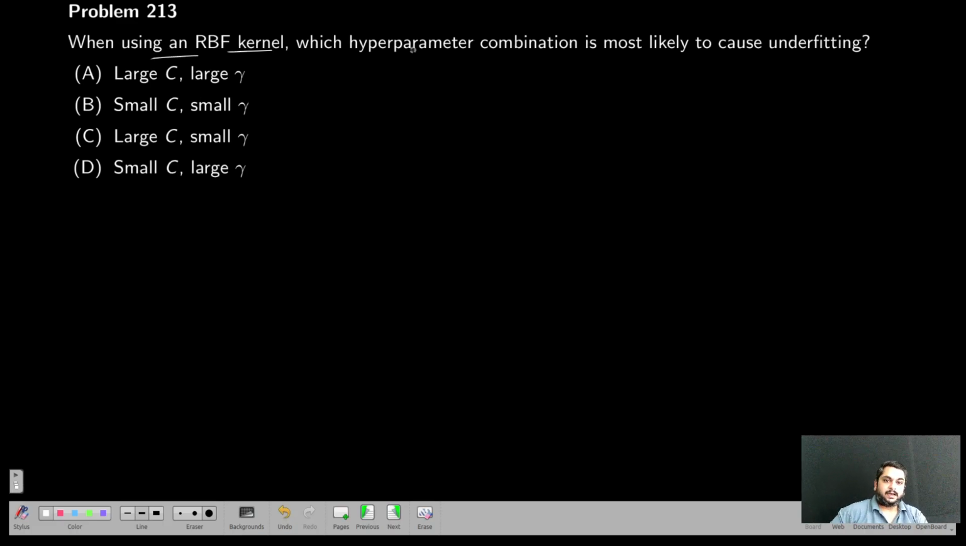When using an RBF kernel, which hyperparameter combination is most likely to cause underfitting? Underfitting means C is small and gamma is also small. So small C and small gamma.